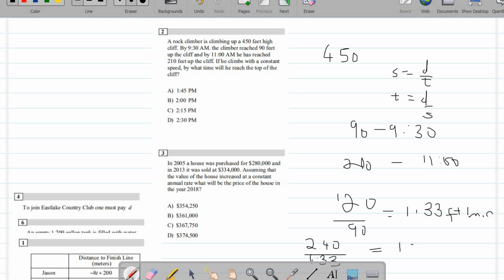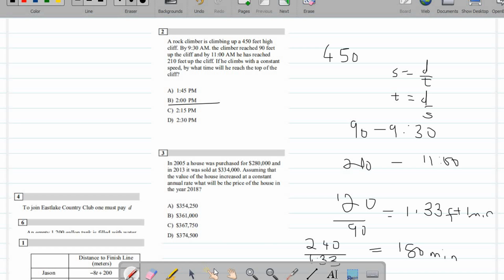So you're having 180 minutes. Okay, since it's feet per minute, the feet cancel, so you're left with 180 minutes. So if you're having 180 minutes, you're going to add 180 minutes to 11 o'clock. 180 minutes is about 3 hours. So when you add 3 hours to 11 o'clock, you'll definitely land at 2 o'clock. So that's our answer, number 2B.